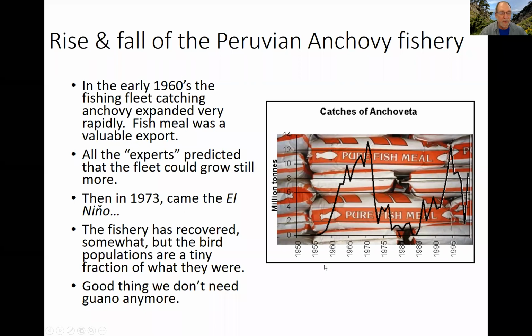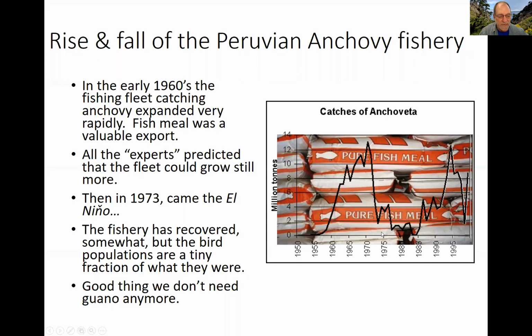So here you can see, starting in about 1955, the rapid run up. The graph here is millions of tons. And so we were up to 12 million tons by 1970. And then in 1973, along comes the El Nino year, and the landings completely crash and fall down to almost zero.